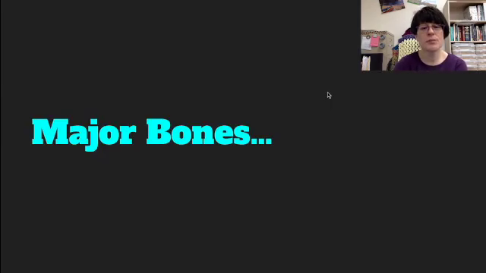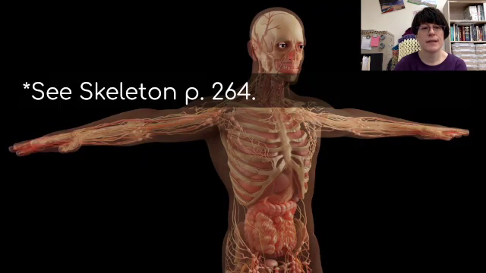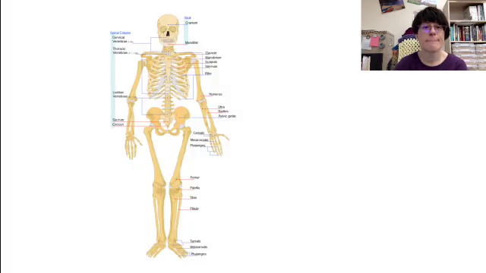So, some major bones in your body. In your book, you'll see a picture of a skeleton on page 264 with some of the major bones labeled. Looking at this picture, I'm just going to point out a few. It actually has more labeled than we are going to learn, but your skull bone is called your cranium.